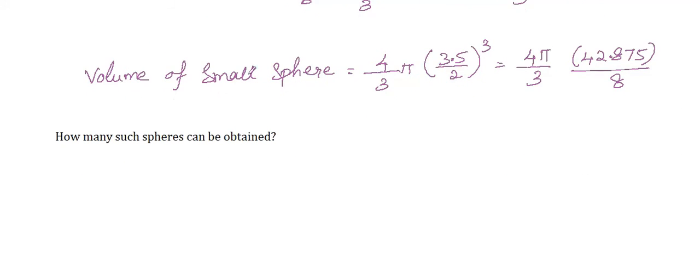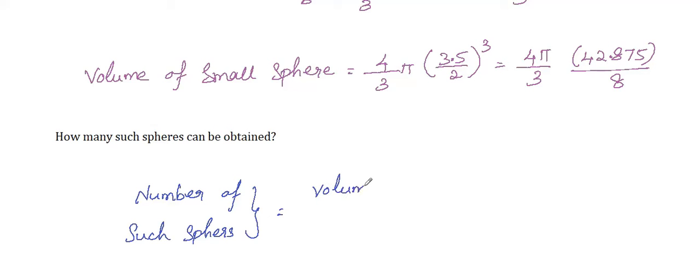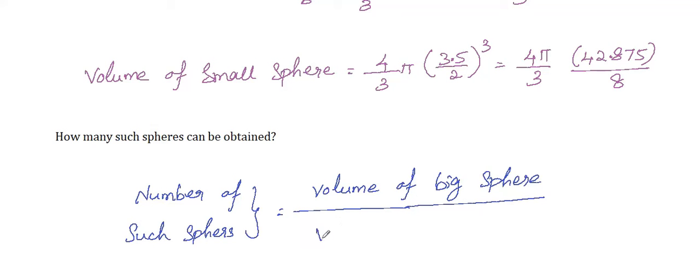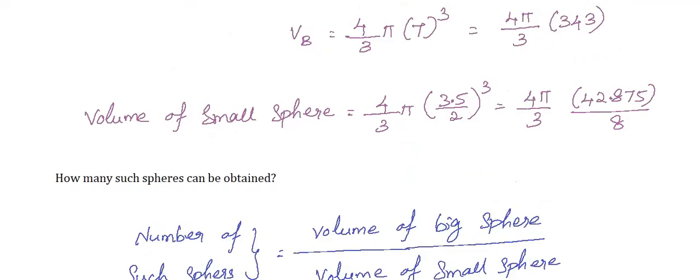So now find the number of spheres. How many spheres can be obtained in that? So number of spheres equals the volume of the bigger sphere divided by the volume of the smaller sphere. So just substitute the volumes of each sphere here and find the number of spheres that can be obtained in that.